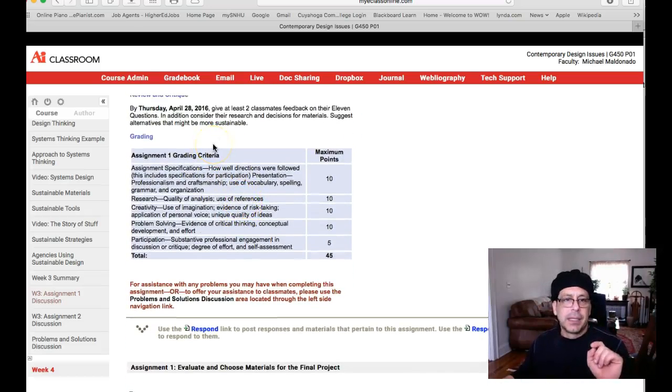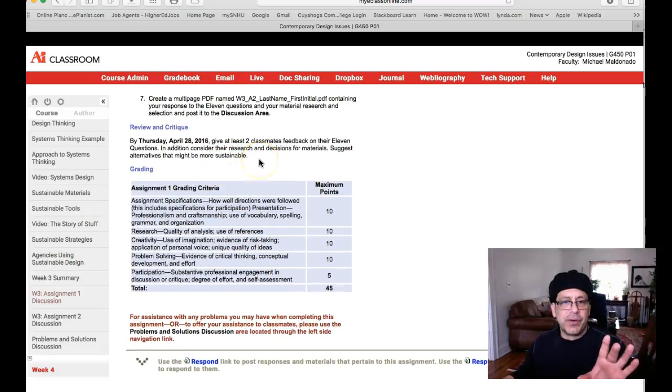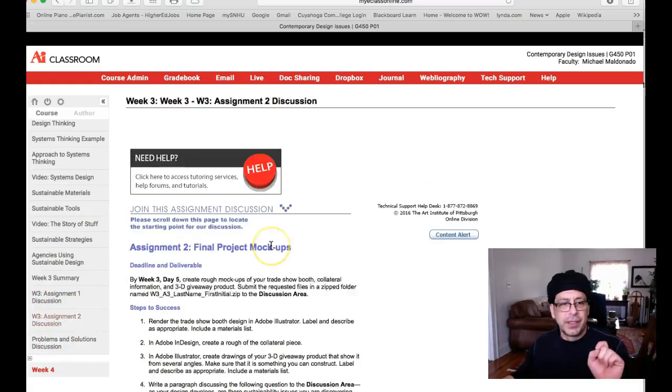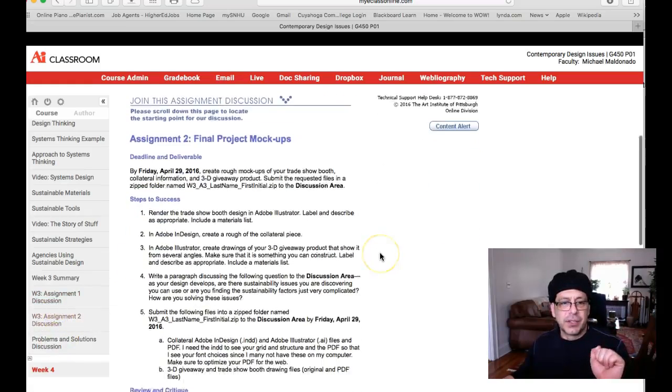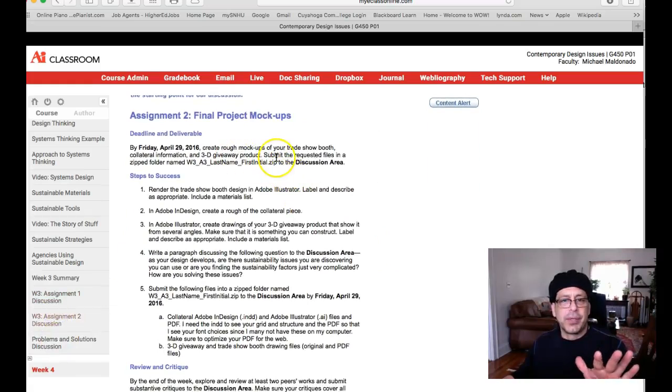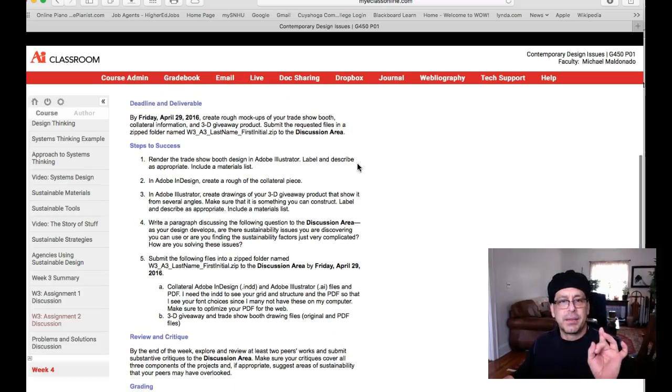Now, I am going to jump over to discussion question 2, and here we're going to create mock-ups of your trade show booth, collateral, and for information, 3 details. So I want mock-ups now. These are relatively straightforward. They should be close to your final mock-up, so they should be relatively advanced at this point based on last week's and the week before comments.